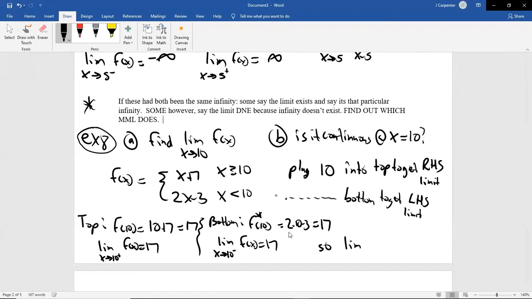So the limit exists. So the limit as x approaches 10 of this function is 17. So that's the answer to A.